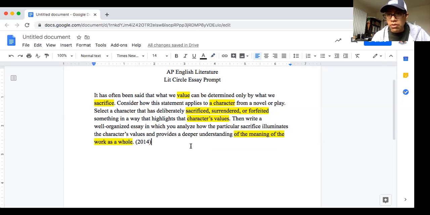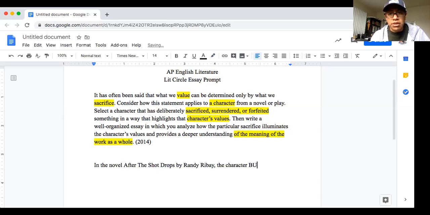I usually just start with my thesis, right? So in this case, like I said, I'm using Randy Roubaix, so I'm just going to use a fat sentence. In the novel After the Shot Drops by Randy Roubaix, the character, and I'm going to use Bunny Thompson because that's his nickname, but that's his name.